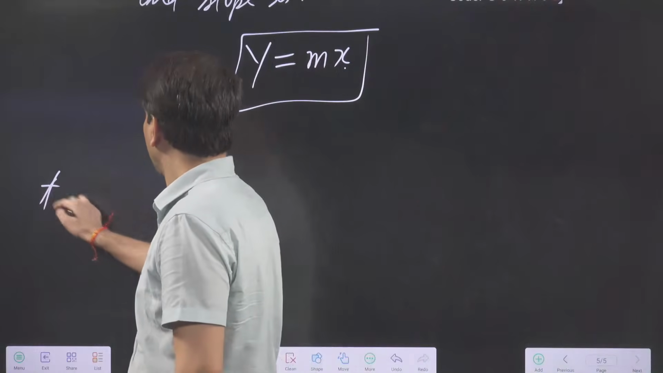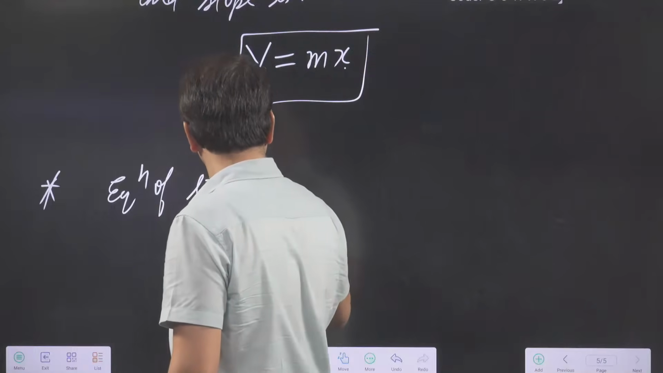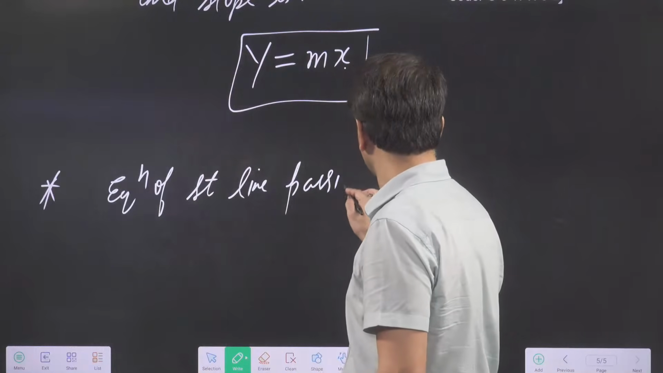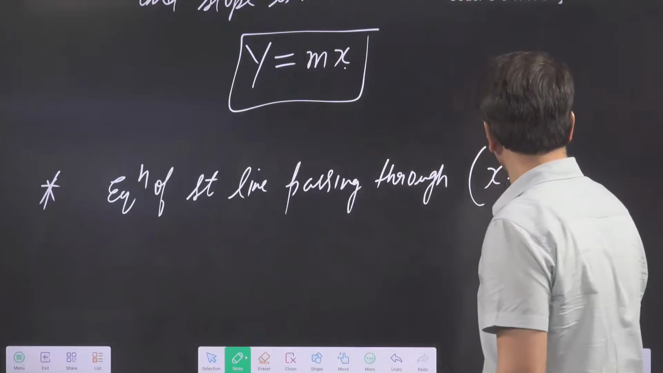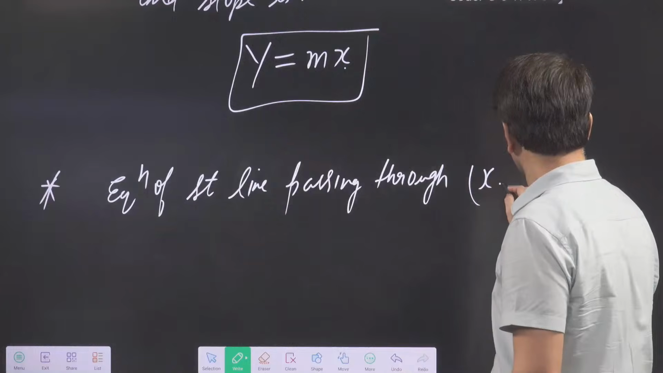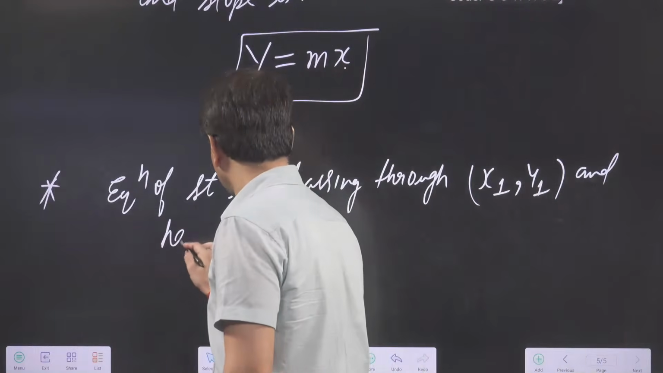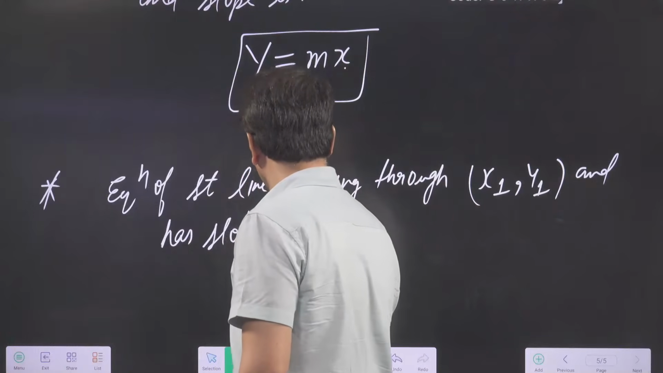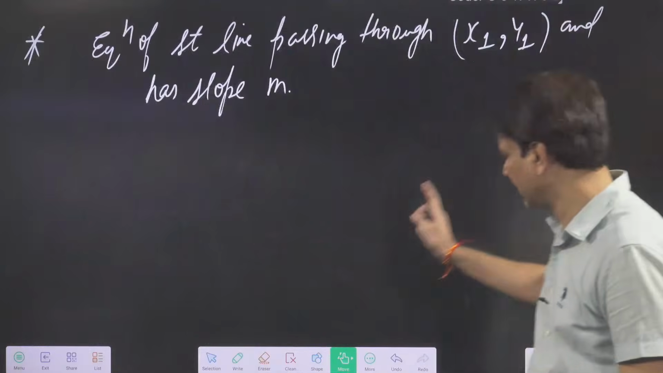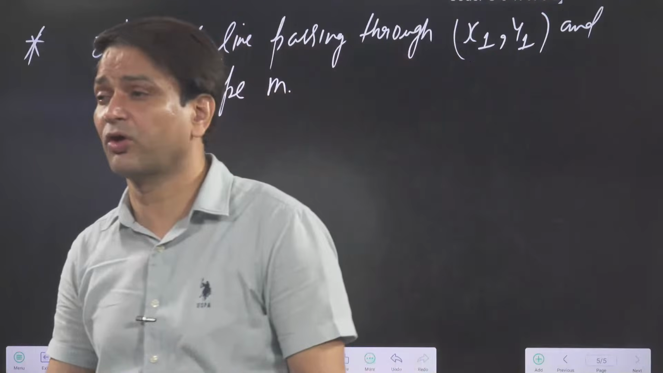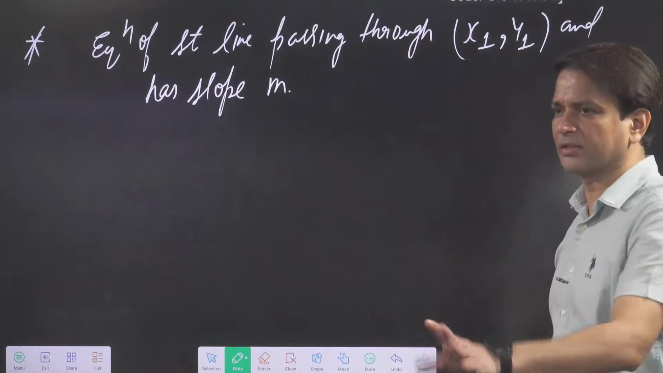Second, the equation of a straight line passing through (x1, y1) with slope m. Remember this, because in motion in 1D, 2D and some places we require writing the equation of a line. With origin it is easy: y = mx directly we can assume, and we put the slope value.